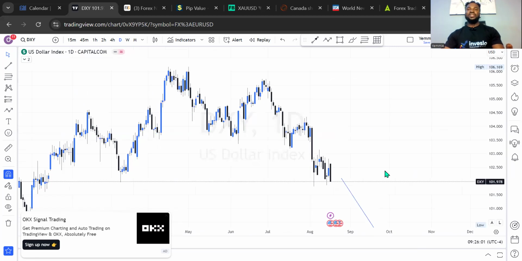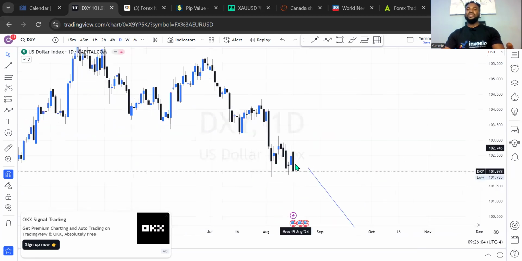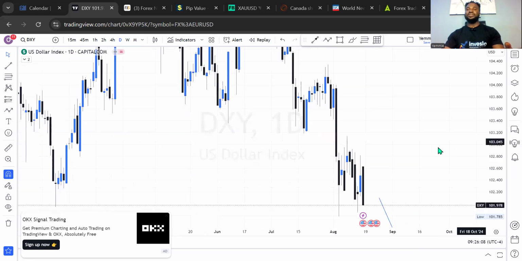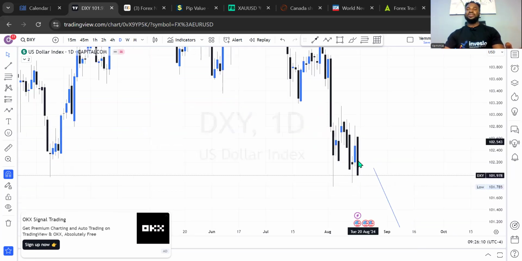On DXY daily, you see that last week was a very bearish market. It was a very bearish candlestick at the same time, and this was actually a full bodied, we call this bearish Marubozu. It engulfed the previous weekly bullish candle right there, and this is just a signal for more bearish movement in the market for this week.